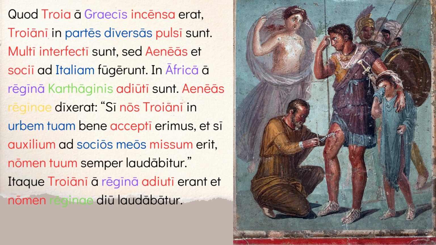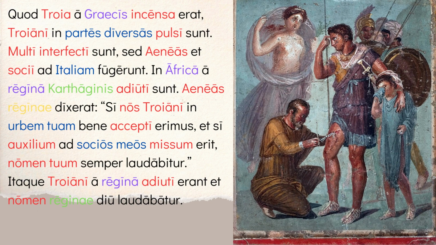Okay? Then you have in Africa, a regina Carthaginis adiuti sunt. So in Africa, adiuti sunt. Adiuti sunt is a fourth principal part plus the present tense of the verb esse. So it's perfect tense, passive voice. The adiuti is referring back to Aeneas and the allies, they, right? And it's masculine because you're talking about Aeneas and his socii, both masculine words. So you're saying they were helped. Right? Adiuti is the fourth principal part of the verb to help. So they were helped in Africa by the regina, the queen. Carthaginis is genitive, the queen of Carthage. This is the famous Queen Dido.